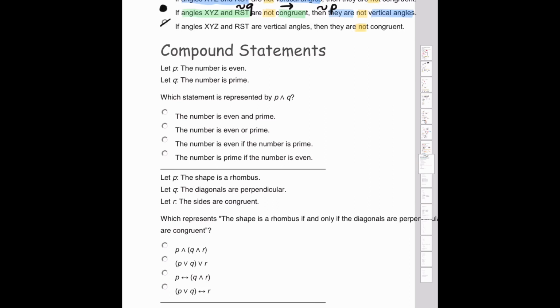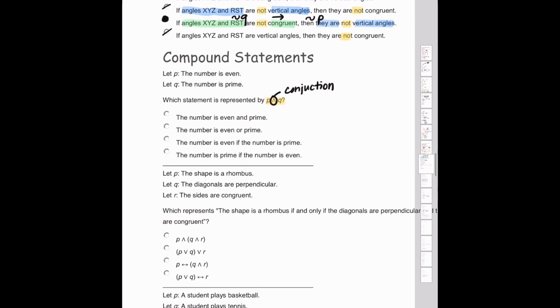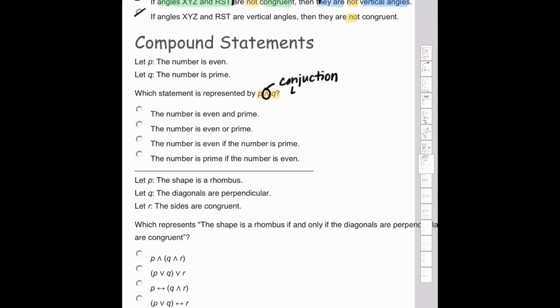So we see here that we are trying to identify which statement represents P and Q. Let us remember that this symbol represents a conjunction. Conjunctions use the word and to connect two statements together.